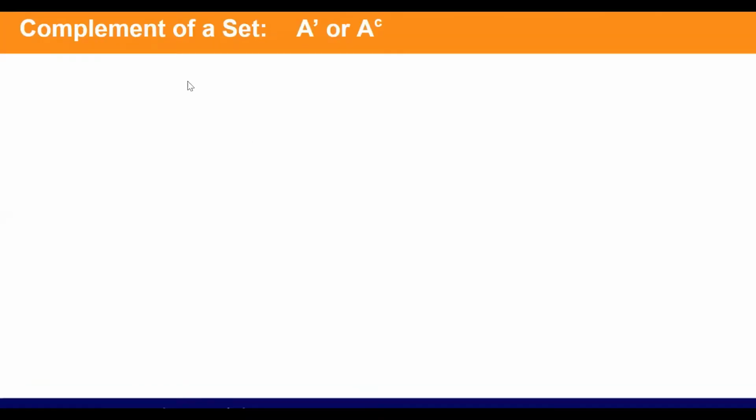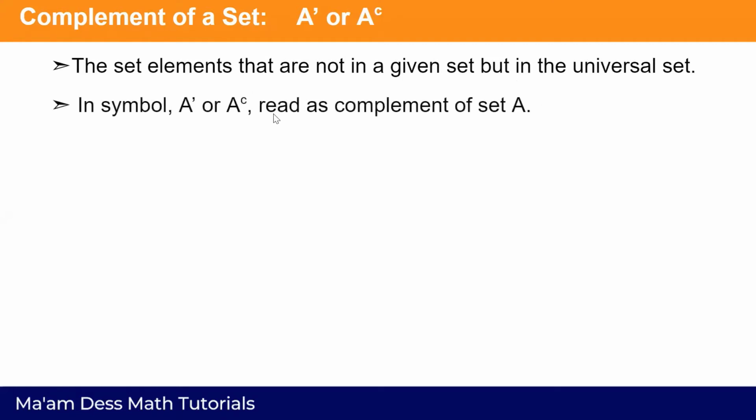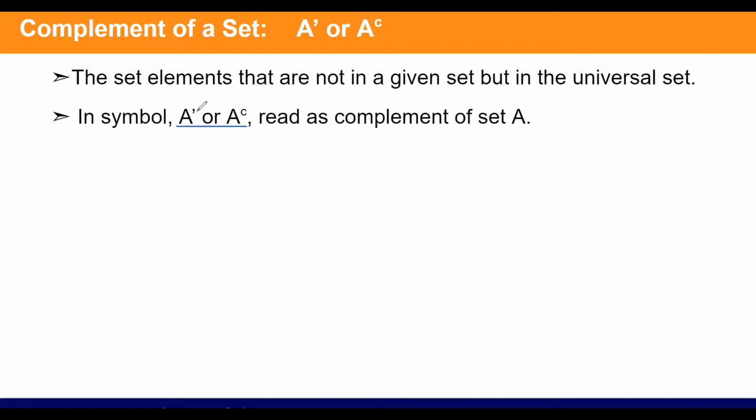Okay? So, another set operation, we have the complement of a set. So, look for the symbol for the complement of a set. The set elements that are not in a given set, but in the universal set. So, in symbol, we have it read as a complement of set A. Okay, so ito po yung symbol ng complement. So, pwedeng A prime or we can have A raised to C or it read as complement of set A.